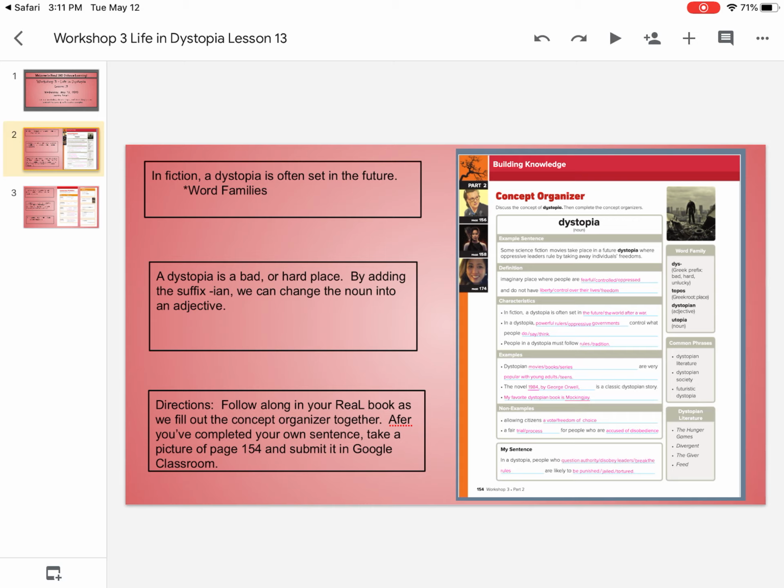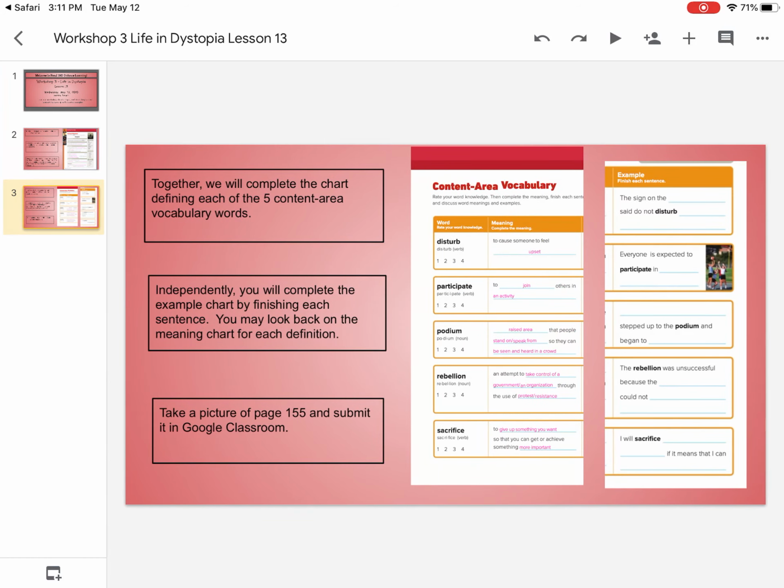Now, before you move on to page 155, I would like you to fill in your sentence. In a dystopia, people who question authority, disobey leaders, break the rules are likely to be punished, jailed, or tortured. Go ahead and fill in that sentence. When you're done, you can turn to page 155. And again, at any point, you can pause the recording and fill in what you need to.